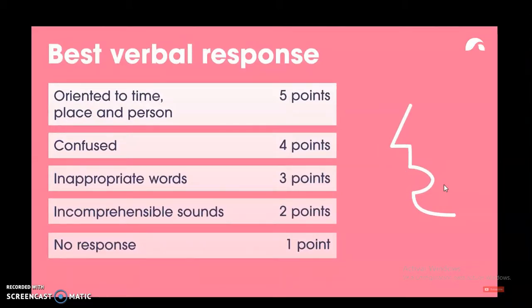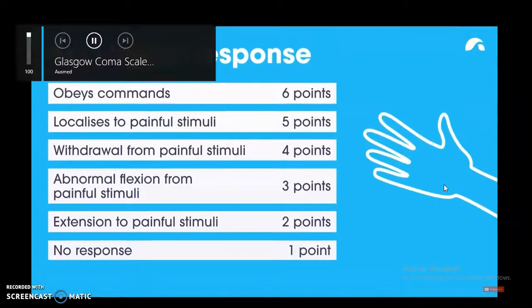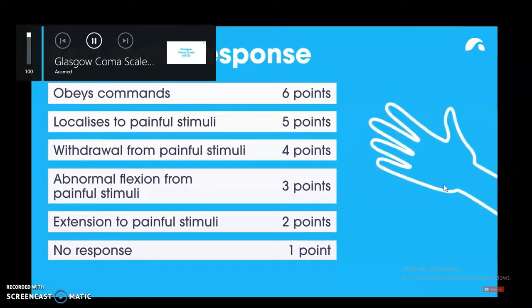Verbal response. Does the person know when it is, where they are, and who they are? 5 points. Are they confused? Was their answer to the time, place, or person incorrect? 4 points. Do they respond with the wrong word to your questions? 3 points. Is the person making only incomprehensible sounds or moans? 2 points. Is the person not making any noise? 1 point.